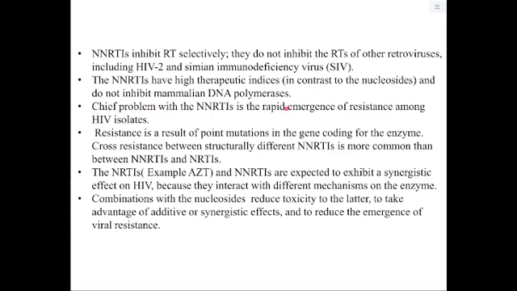Their main problem is a rapid emergence of resistance among the HIV isolates. The resistance occurs as a point mutation in the gene coding for the enzyme. Cross-resistance between structurally different non-nucleoside reverse transcriptase inhibitors is more common than between NNRTIs and NRTIs. That's why you combine NNRTIs and NRTIs, because when you put two NNRTIs together, there is even more cross-resistance.